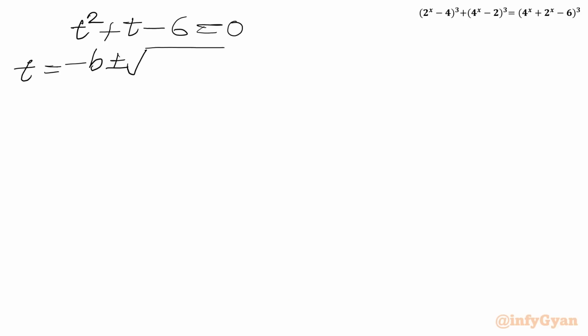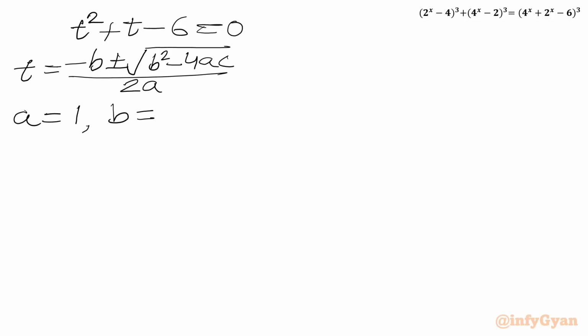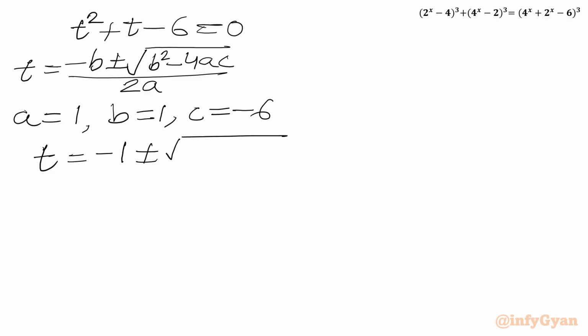Equation is quadratic, so I can use the quadratic formula. So I will be writing here t equals (−b ± √(b^2 − 4ac)) over 2a. Here a is the coefficient of t^2, it is 1. b is the coefficient of t, it is again 1. c is the constant, −6. Let's apply. So t will be equal to (−1 ± √(1^2 − 4 × 1 × (−6))) over 2 × 1.